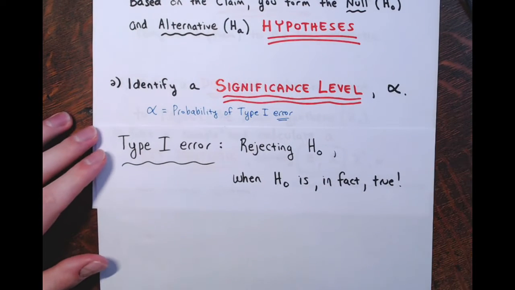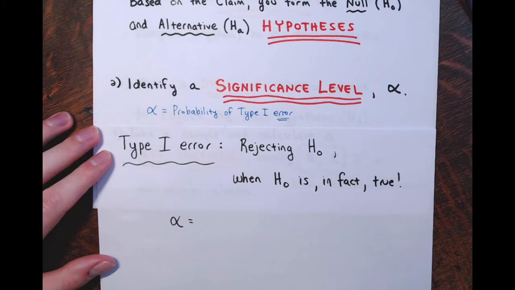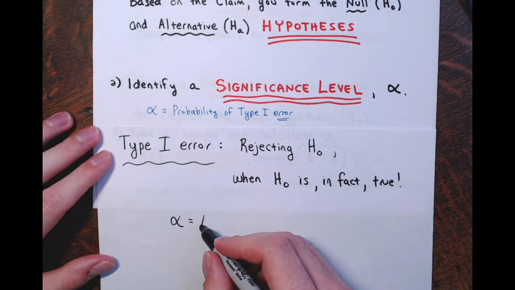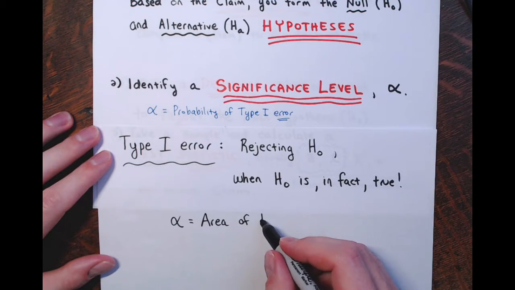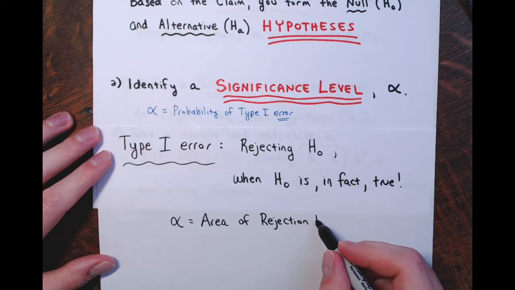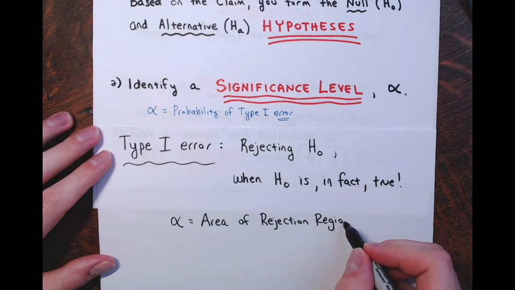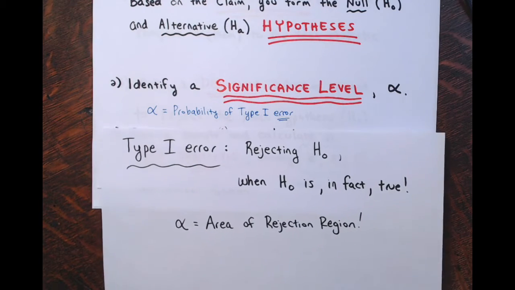And as I mentioned at the top of the video, this alpha, this significance level, this probability of the type 1 error, is also going to be equal to the area of what's called the rejection region. Now, I have told you about left-tailed tests, right-tailed tests, and two-tailed tests before. So let's get into one of those.